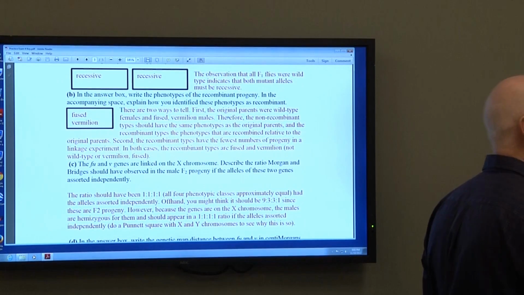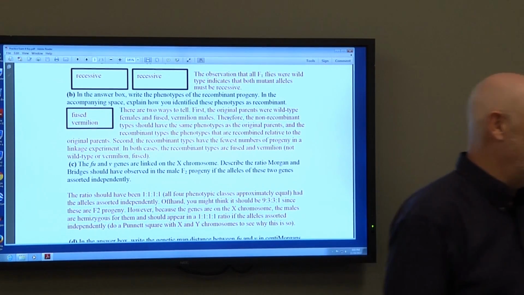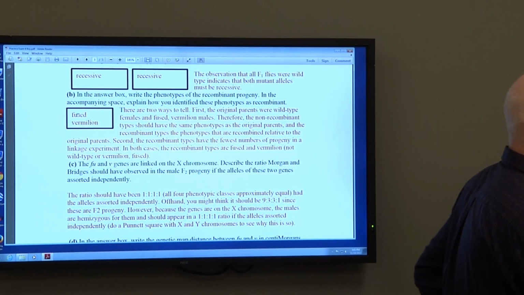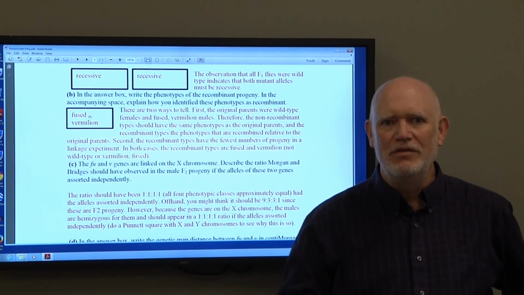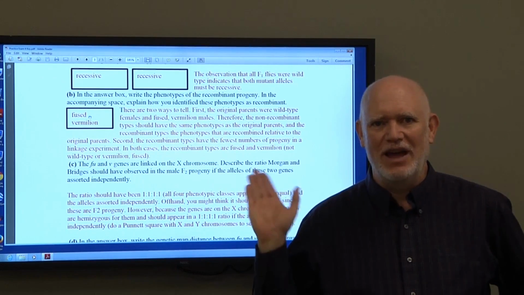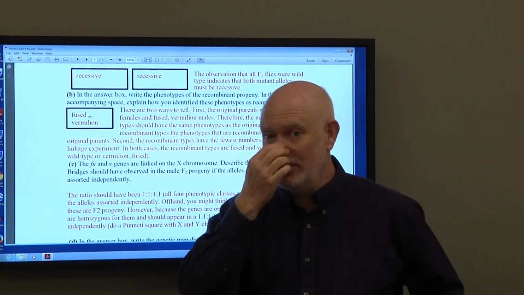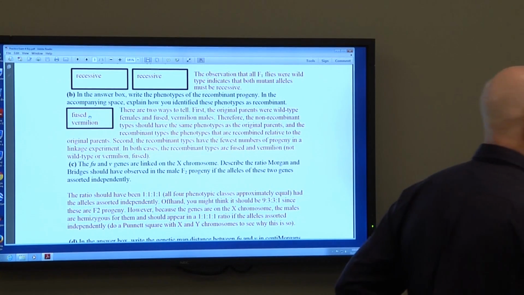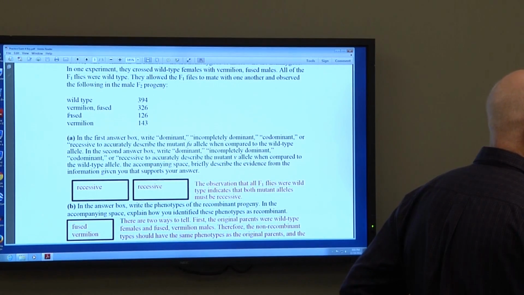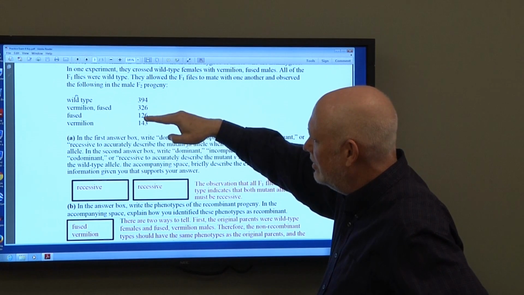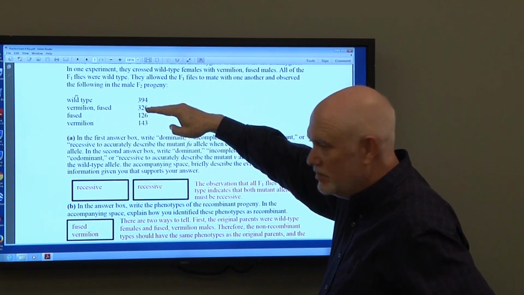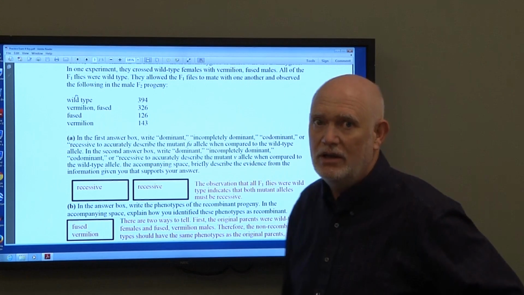Okay, now what are the phenotypes of the recombinant progeny? Now what this means is that some were fused and some were vermilion. If there were a comma between those, that means fused and vermilion together, or you can even write the word fused and vermilion. If I have a question like this, I'll try to make it a little more clear so that you can distinguish between the four types of progeny. What this is meaning is that this is recombinant, this one is recombinant, this one is not, this one is not. I'll point those out here. Vermilion is recombinant, fused is recombinant, vermilion fused is not, and wild type is not.